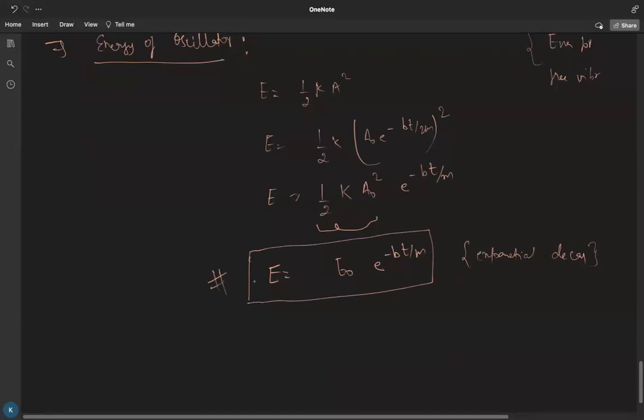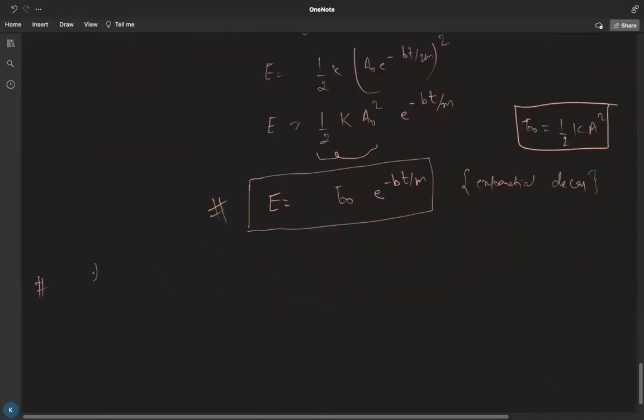In free vibration, our energy is constant. Total energy is constant, which is equal to half K A square. But in this case, our energy is not constant. It's actually decreasing. And how is it decreasing? It's exponentially decreasing, right? And let me write it here, where E naught is equal to half of k A square.